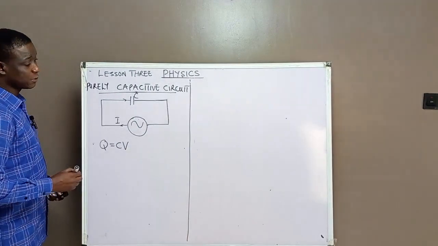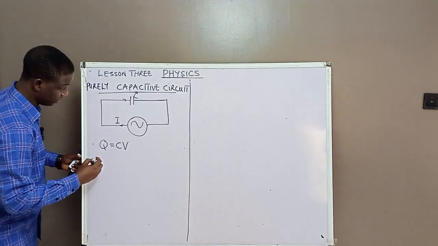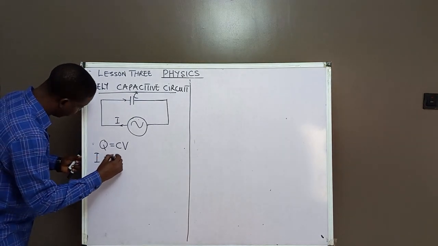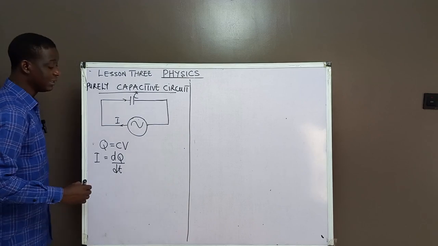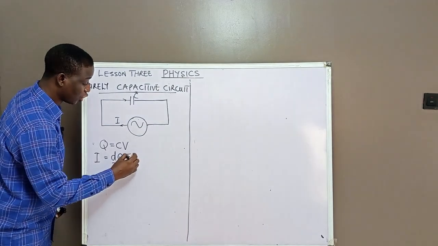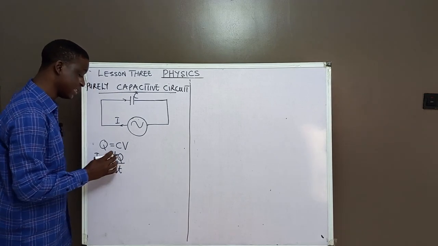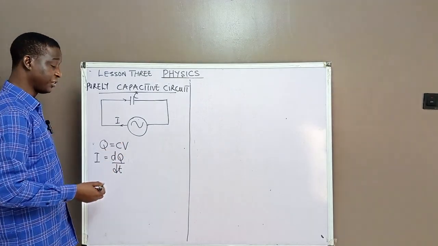Now the current that is passing through is changing sinusoidally. Don't forget, because it's an AC circuit. So let's say the current is equal to Q over t. Don't forget that current is equal to Q over time, that means charge over time. But we write it in this format so that we can also do something there.